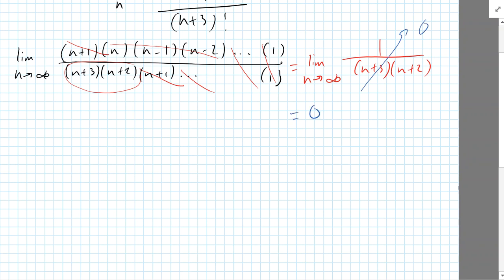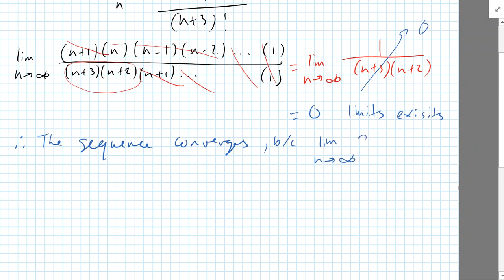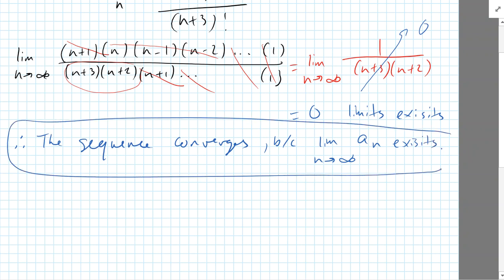Since it goes to 0, the limit exists. Since the limit exists, the sequence converges, because the limit as n goes to infinity of a subscript n exists. And this is how you will justify your answer on a free response question.